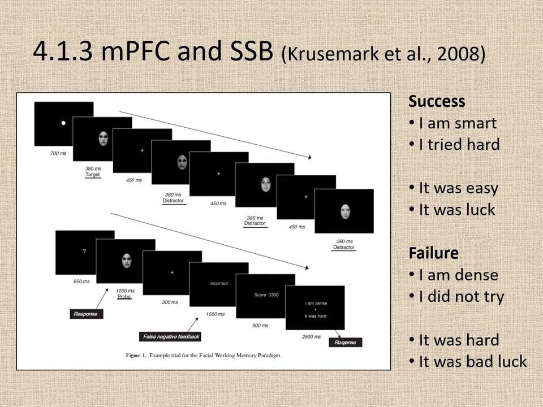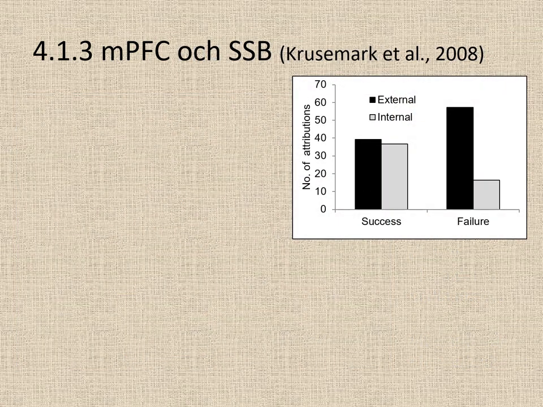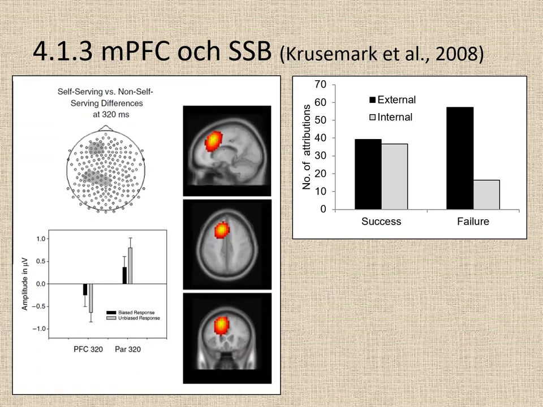So, here's the result. People give more self-serving biased answers than non-biased. That's what we see here. At least when it's failures, they explain it with external factors more than internal factors if they fail. And if we have a look at the brain, and this is an EEG study, so you measure brain waves, the higher the amplitude, the more active that part of the brain is at the moment. So zero would be not more active than in the control situation. So both negative values and positive values here are more activation.